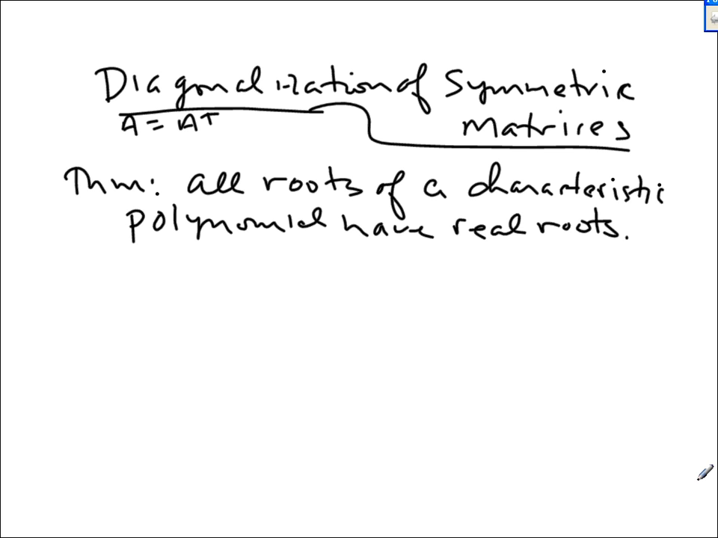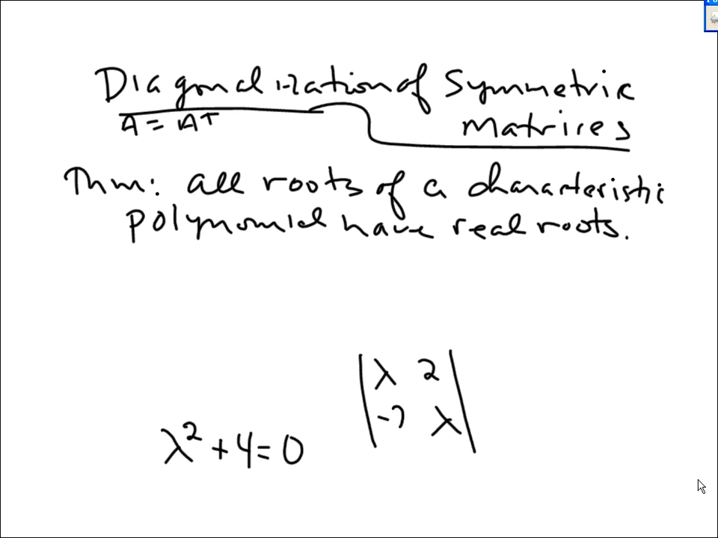there's no reason why the characteristic polynomial can't be lambda squared plus 4 in theory for a non-symmetric matrix. And I can give you a determinant that will give you that. Here's lambda squared, and I'll have 2 and negative 2. So you get lambda squared minus negative 4, which is plus 4. And it's supposed to equal 0.